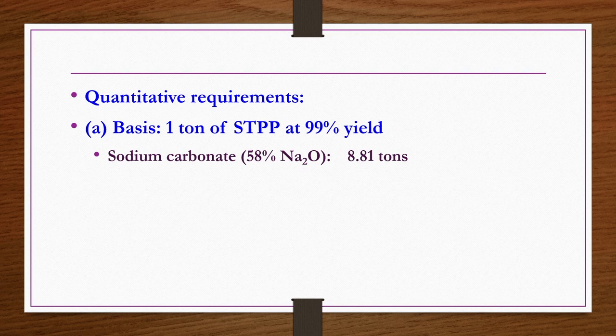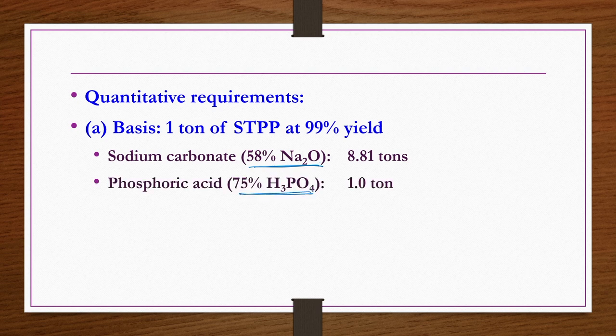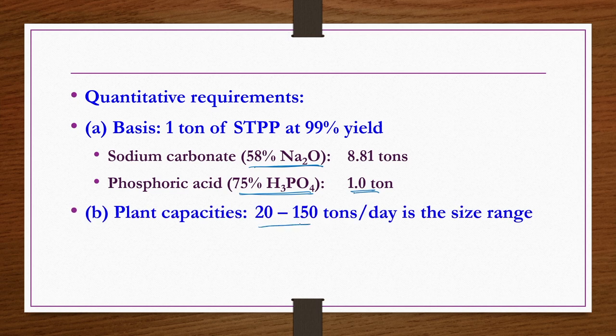Quantitative requirements: basis for 1 ton of sodium tripolyphosphate production at 99% yield, how much sodium carbonate is required? 8.81 tons, which has 58% Na2O. And then phosphoric acid having 75% H3PO4, you require 1 ton. Plant capacities are usually 20 to 150 tons a day in general.